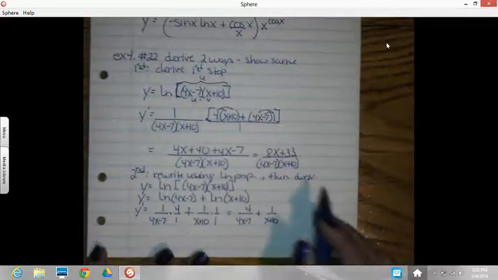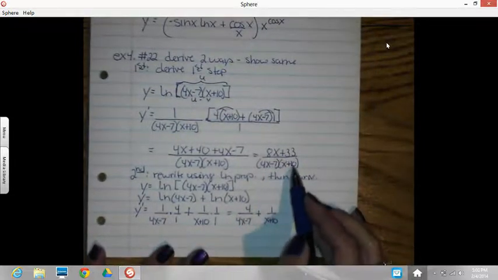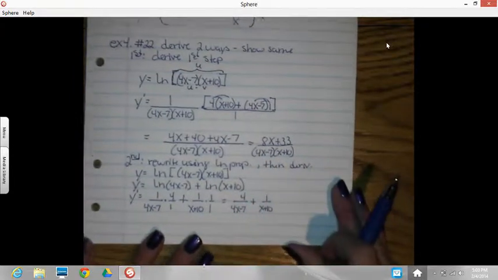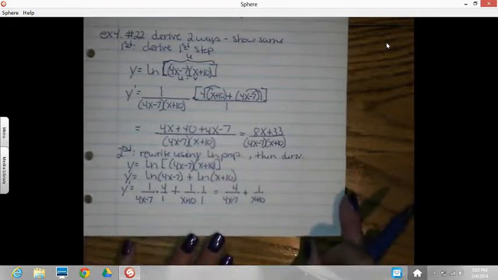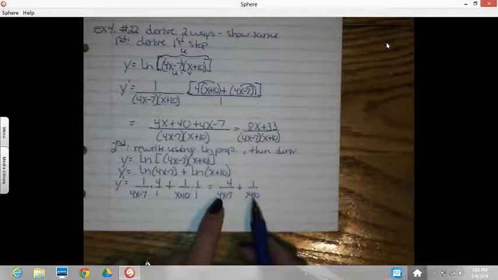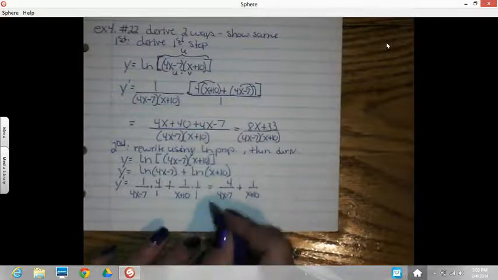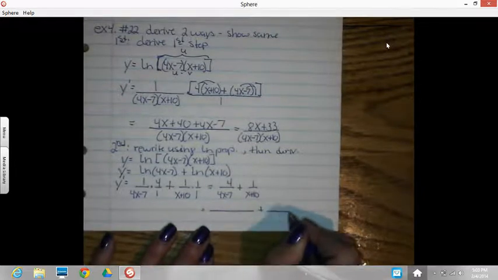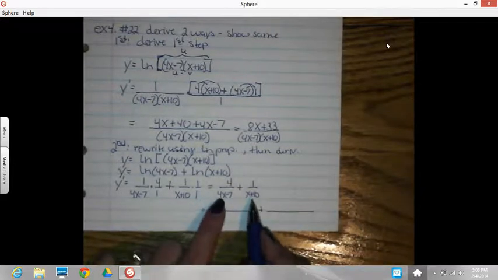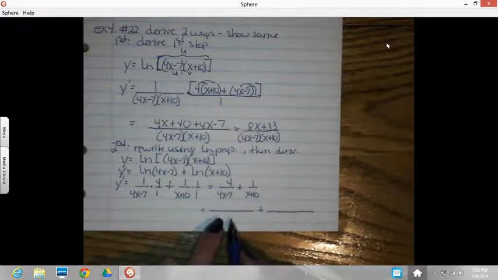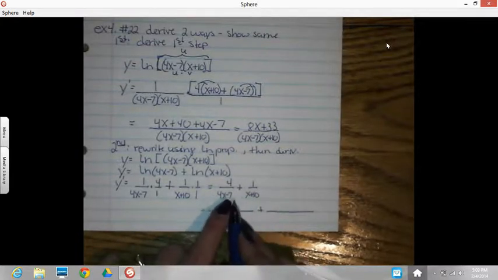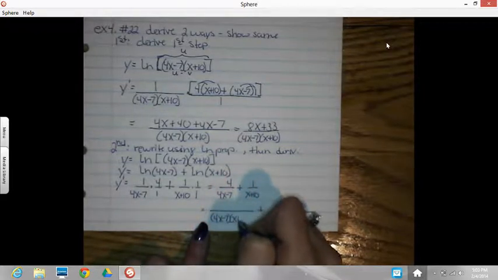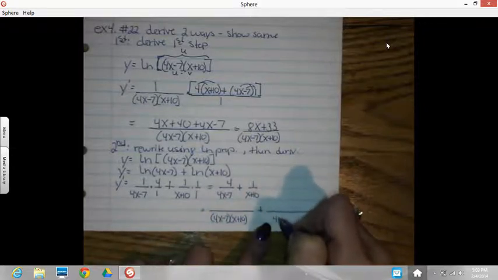Well, that doesn't look like this answer because here I've got two separate fractions. Here I've got 1. So a little work with some junior high fractions here. I need to add these two fractions together. I need a common denominator. My common denominator, I can always get a common denominator by multiplying the two denominators together. So I want the denominator of each of these to be these two things multiplied. So that's 4x minus 7 times x plus 10. Same one over here, 4x minus 7 times x plus 10.